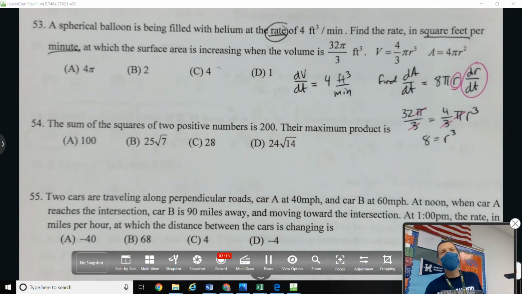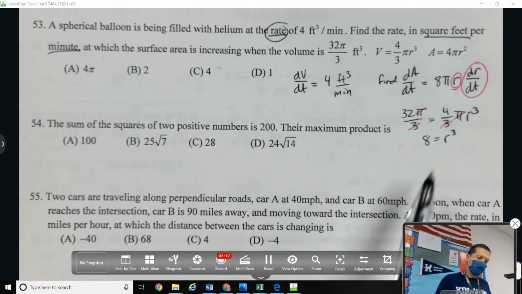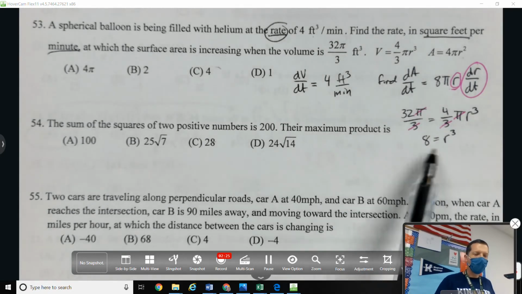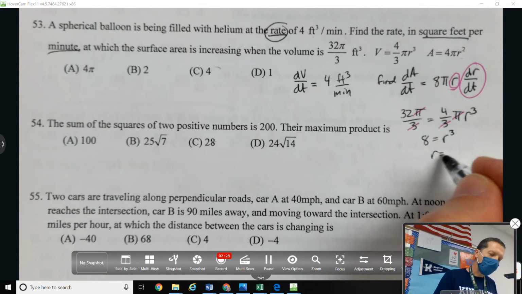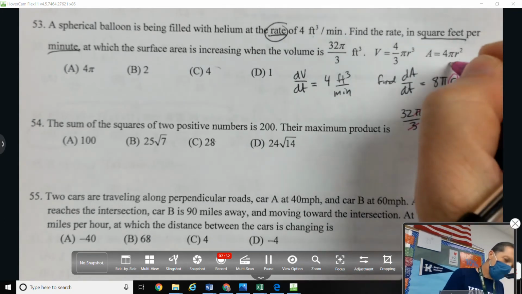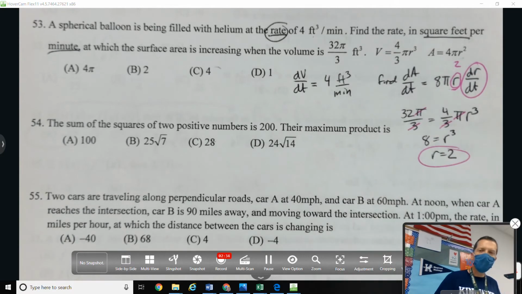This kind of math happens a lot in the no calculator section. If you end up having to do really crazy math in the no calculator section, you probably did something wrong. They usually rig them to work out where, oh, look at that, r is just 2. I can handle that. So there's part of my answer.